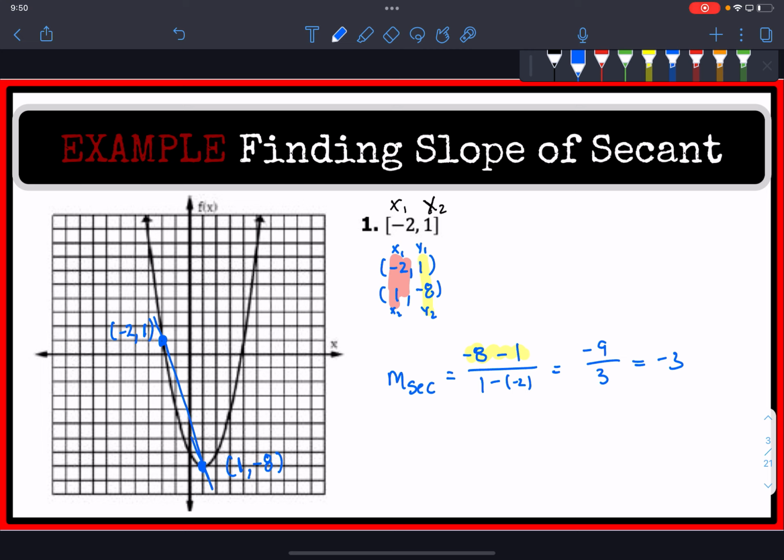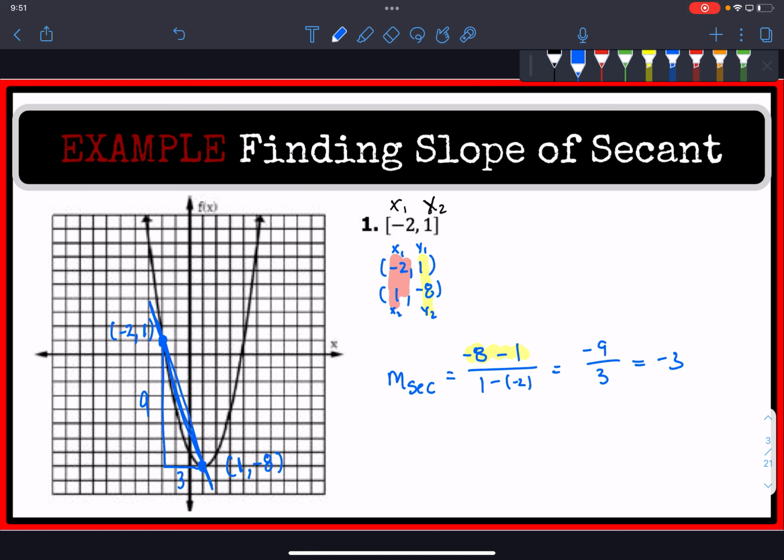And that's the slope of this secant line right there. So those 2 points again connect to make a straight line, and that is my secant line, and the slope of the secant line is -3. You can again count, if you remember using rise over run, you'll see that it goes down 9 units, it goes over 3 units, and that simplifies to -3 over 1.